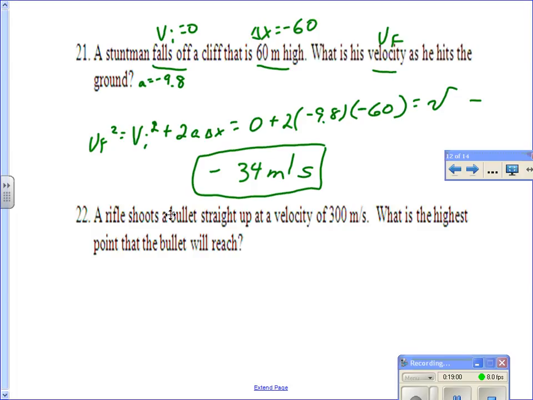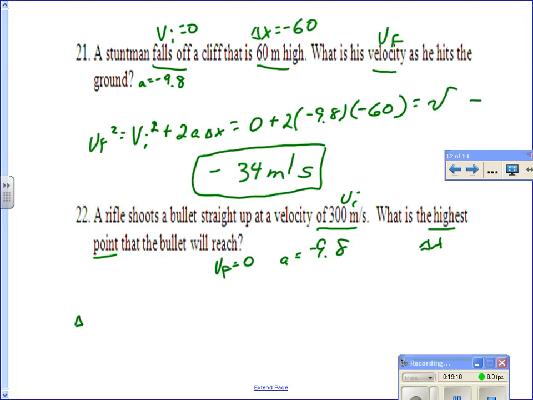Number 22, a rifle shoots a bullet straight up at a velocity of 300 meters per second. What's the highest point the bullet will reach? So we're looking for delta x. We know that this is VI. At its highest point, your VF will equal 0, and your acceleration is negative 9.8.